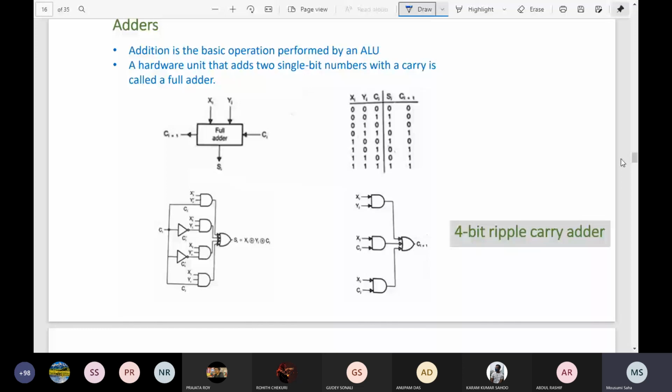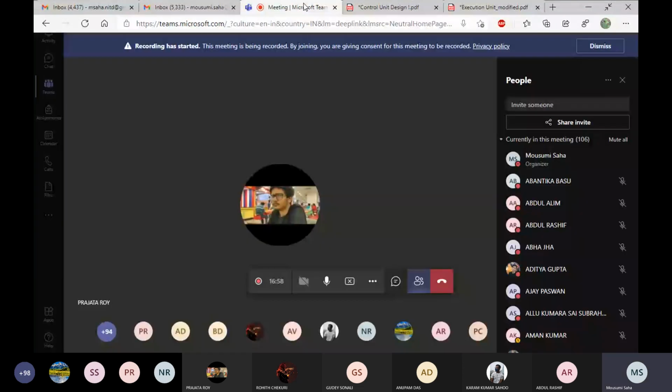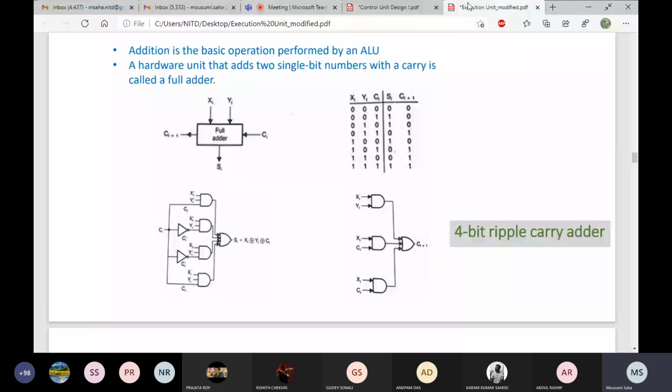Have you done this, Prajuta? Not this one, ma'am. No. Okay, see, I give one hint to you. Please complete it better. It is not very tough, but if you don't practice, you cannot write.